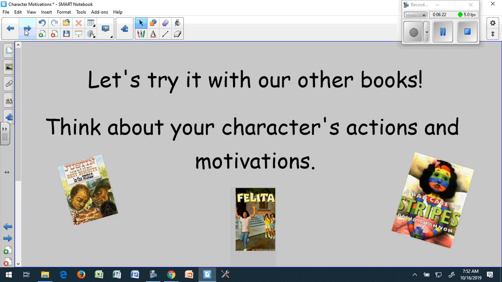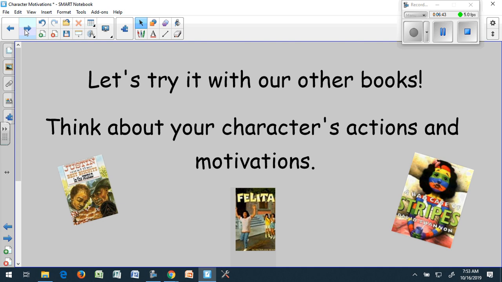Now I want you to try it with your other books. You can choose, maybe we'll choose two. You can focus on Justin and the Best Biscuits. You can talk about Felita and her motivations, or you can talk about Camilla Cream and why she does the things she does. You can also do this on your own book. Whatever independent book you're reading right now, you can think about their actions and their motivation.